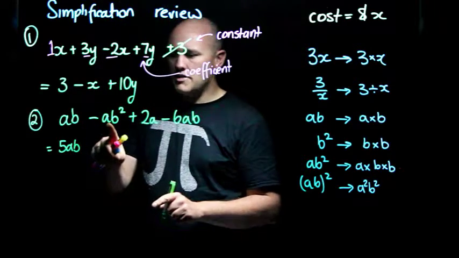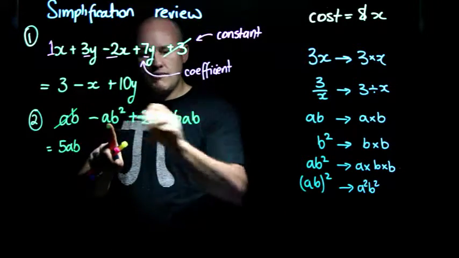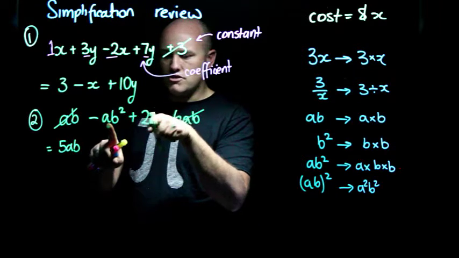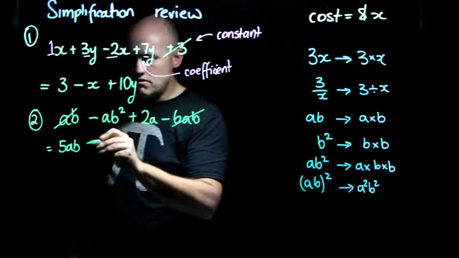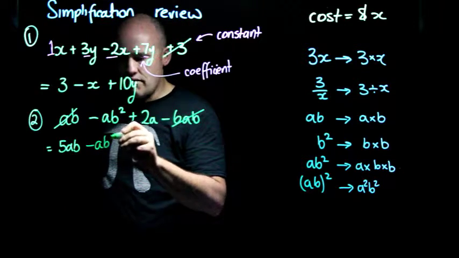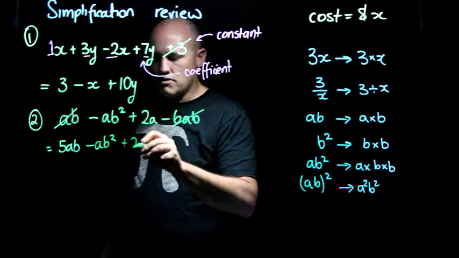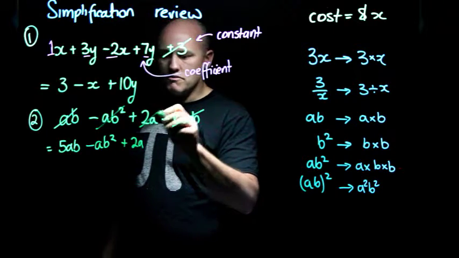Then I've got negative AB squared, so I'll cross those out by the way, just to make sure I'm not confused. Negative AB squared is not an AB term, so I can't simplify that, so it's just negative AB squared. And then I've got plus 2A, which is just plus 2A. And that's all my terms.